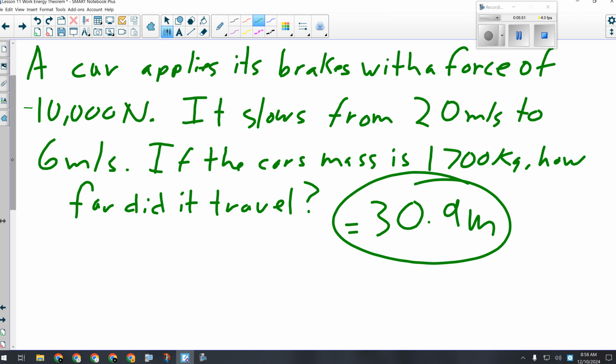All right, so obviously in this one, work is being done, and it's changing the kinetic energy of the car. So we've got our force, distance, and we're going EK final, which is small, minus EK initial, which is bigger. And in this case, we don't have an energy that's zero, do we? So that's a little bit different. We've had a whole bunch of questions where the initial was zero. In this case, it's not.